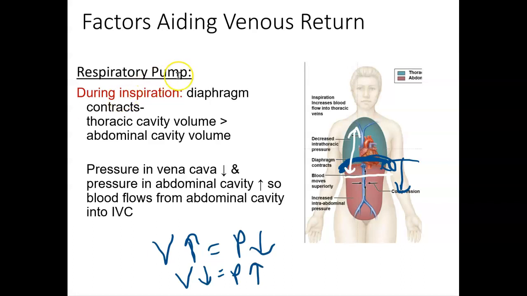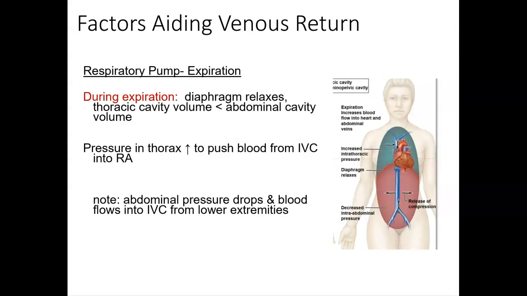So what's going to happen is, remember that blood follows pressure gradients. So when the diaphragm contracts and flattens out, the volume in the thoracic cavity goes up, and the volume in your abdominal cavity goes down. So what that does is that changes the pressure. The area where the volume decreased makes the pressure increase, and the area where the volume went up makes the pressure go down. And so the blood will follow the pressure gradient, and it will move up the inferior vena cava into the thoracic cavity. So now we need to get it in the heart.